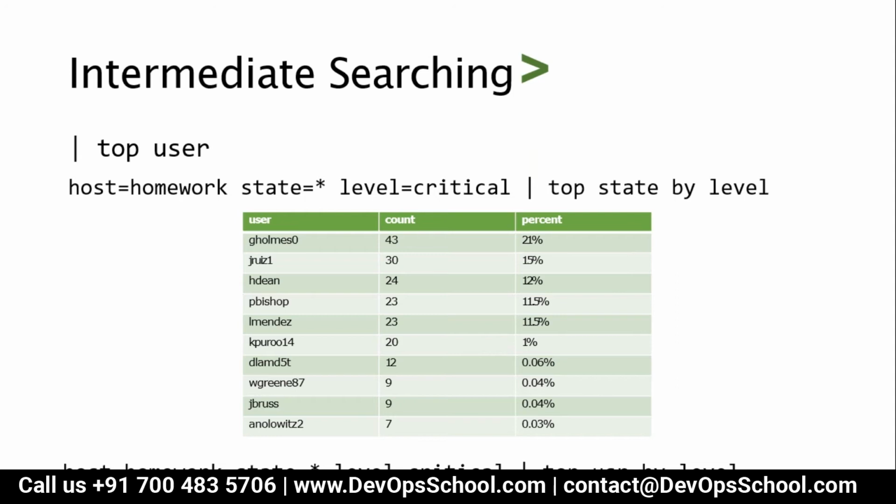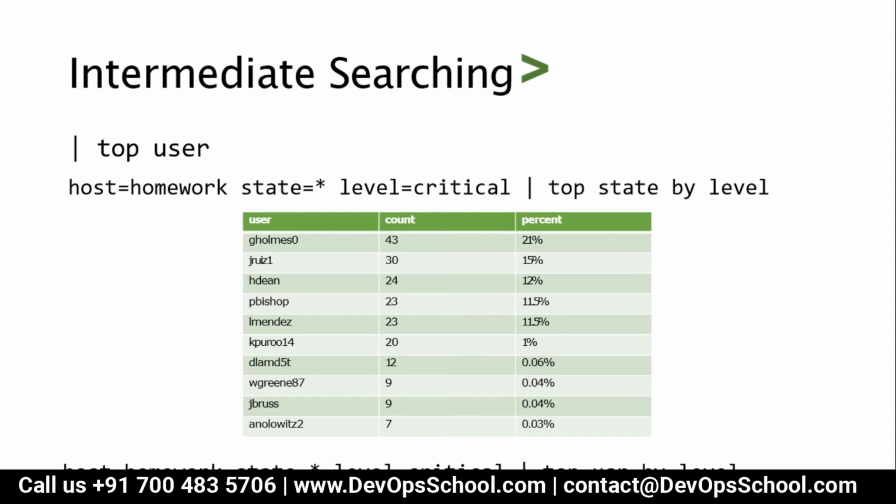You can look at the last line, that will be more clear. So label critical and top user by label. This is what you are doing. Here you are displaying the top user, the user which has the most entries in the records of the data set.